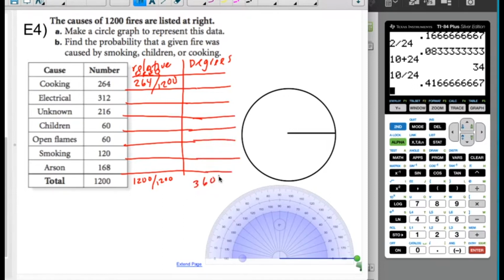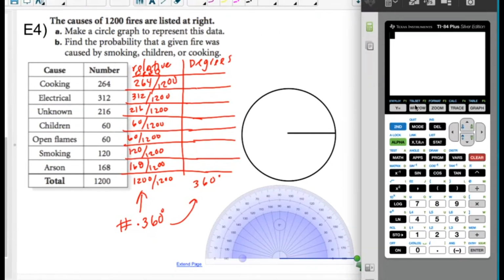So the total degrees in a circle is 360. Basically, I have 312 over 1,200 as the relative frequency. I have 216 over 1,200. I have 60 over 1,200, another 60 over 1,200, and 120 over 1,200. That one's at least nice. And a 168 over 1,200. So to get the number of degrees, I'm going to take this number times the 360 degrees.